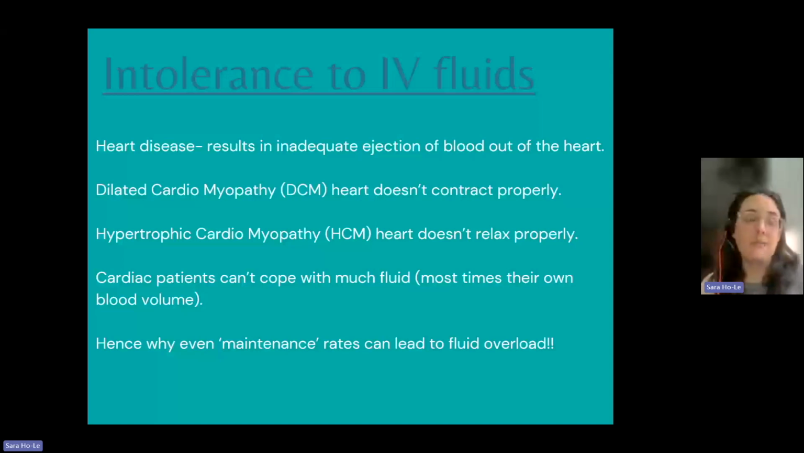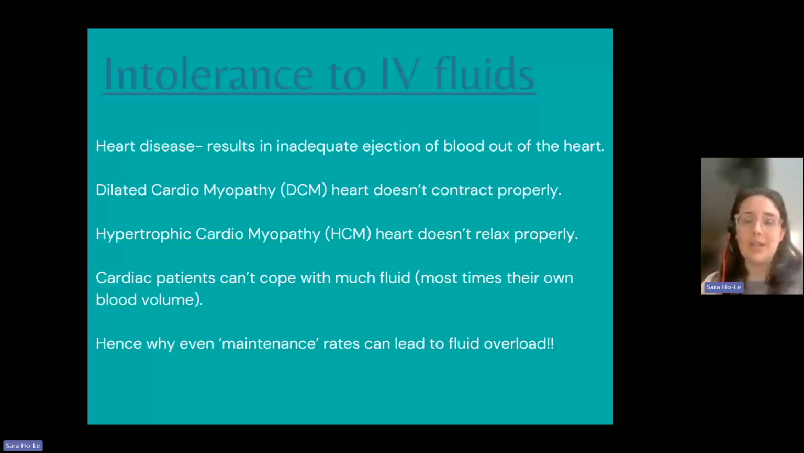Some examples are dilated cardiomyopathy, a condition quite common in larger breeds, where the heart simply doesn't contract properly. So without that contraction, you're not going to get that nice ejection out of the heart when it beats. Hypertrophic cardiomyopathy, or HCM, in cats, this is the opposite. The heart doesn't relax fully. And if the heart doesn't relax, it doesn't fill. And therefore, when the heart pumps, it doesn't have a nice amount of blood that comes out of it, so that ejection of the blood is again reduced.